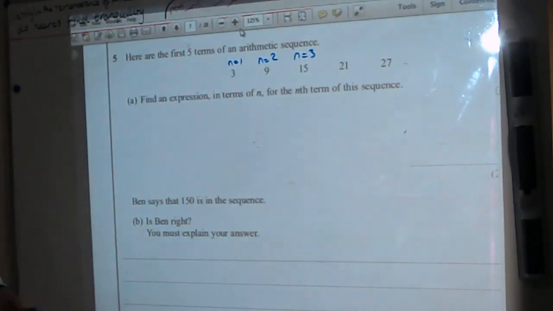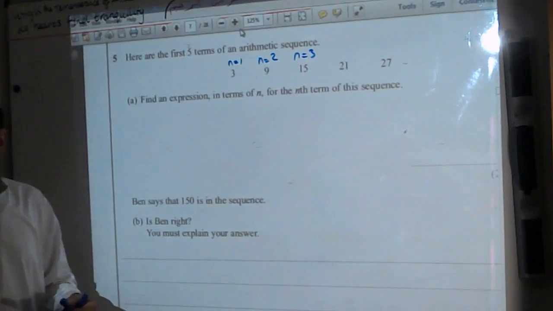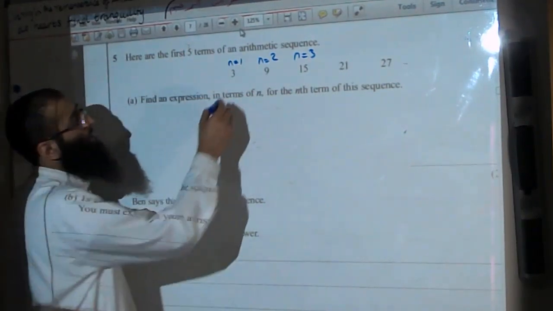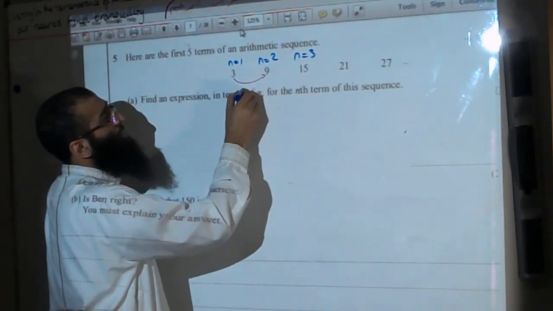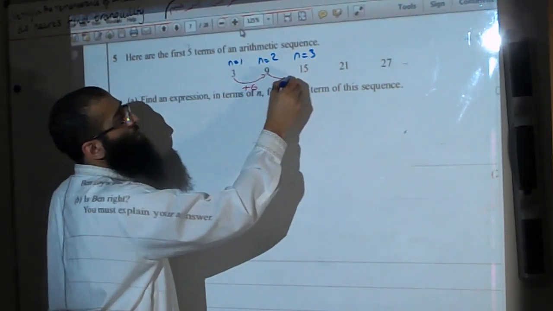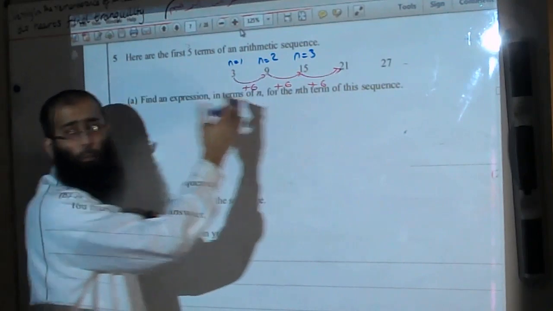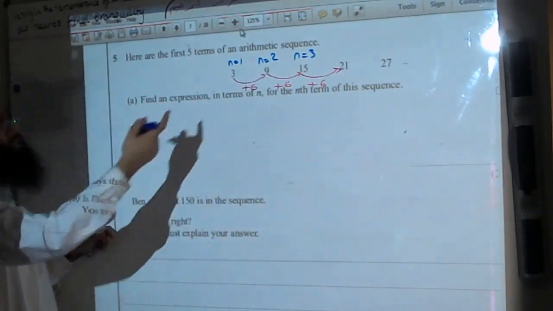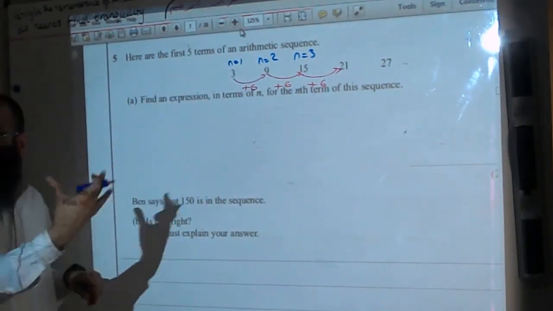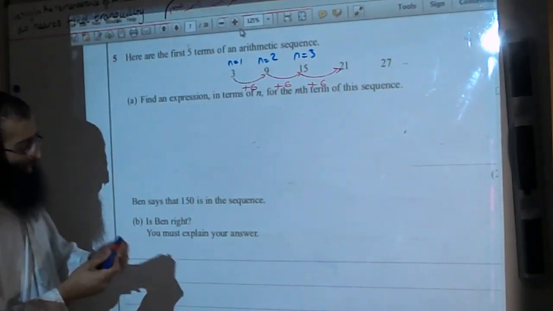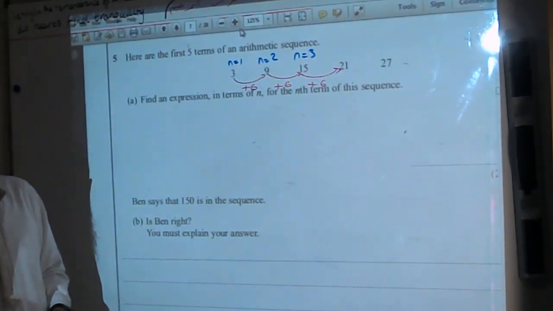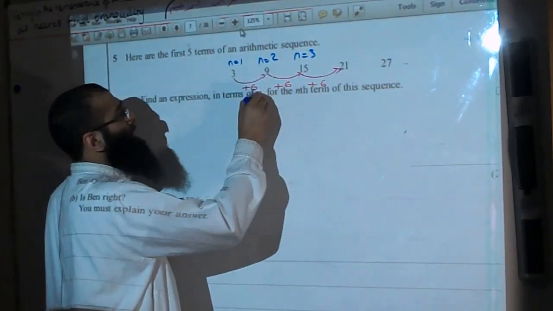First of all, let's try to establish what the difference is. How is the pattern changing? We're going from 3 to 9. What are we doing? Plus 6. From 9 to 15, plus 6. 15 to 21, plus 6. So it's plus 6 all the way through. That's why it's called an arithmetic sequence. It changes by the same amount each time. So what do we call that plus 6? It's called the difference.